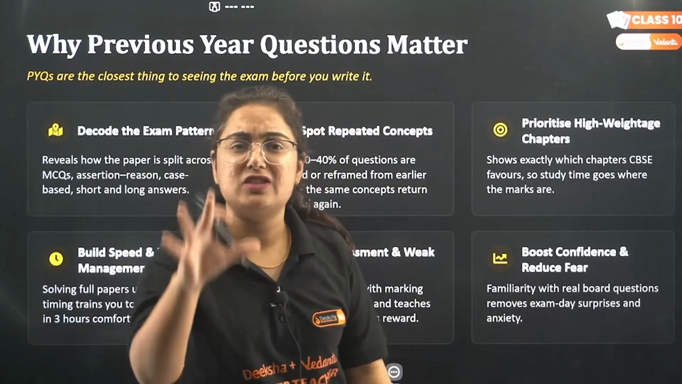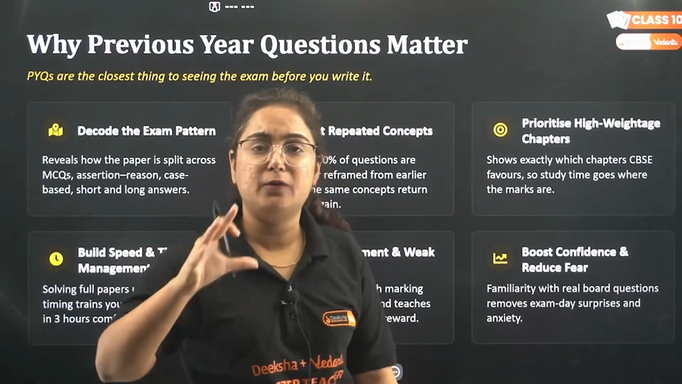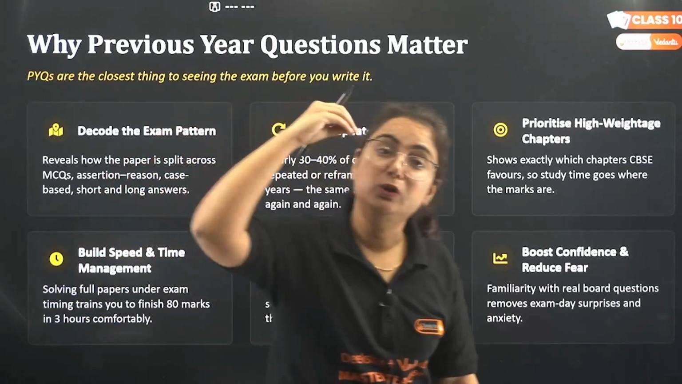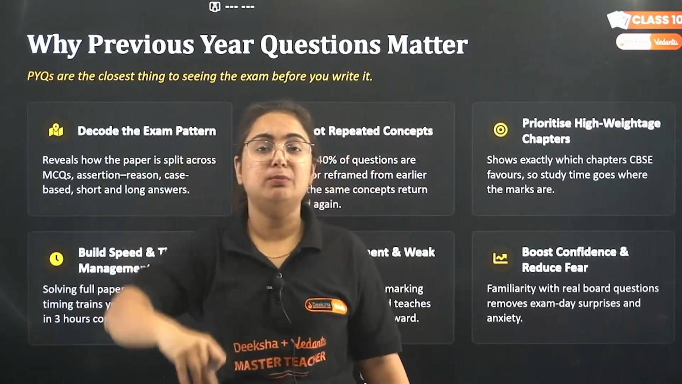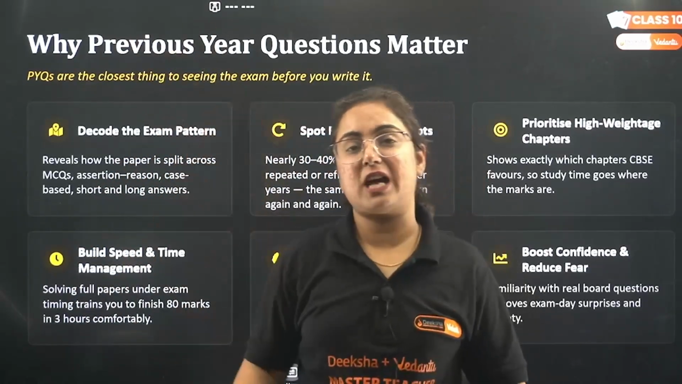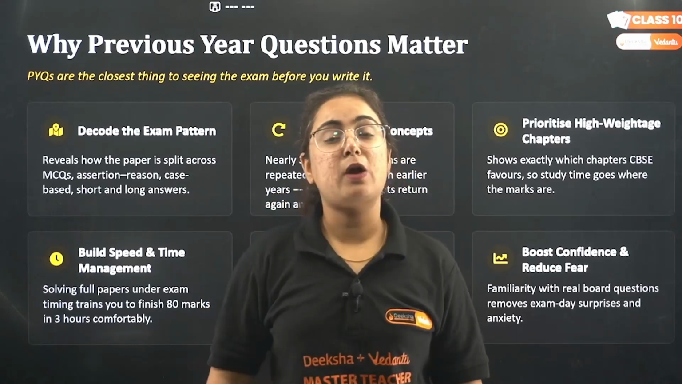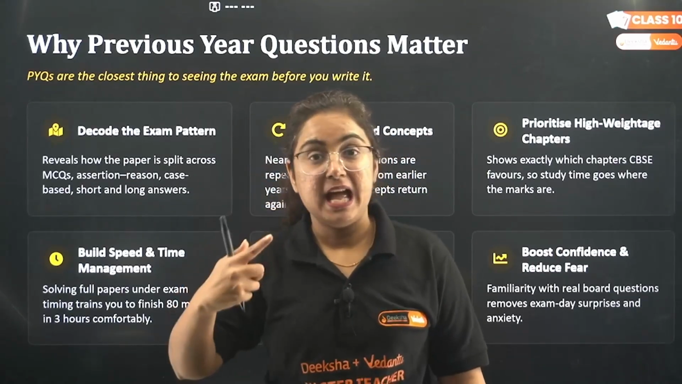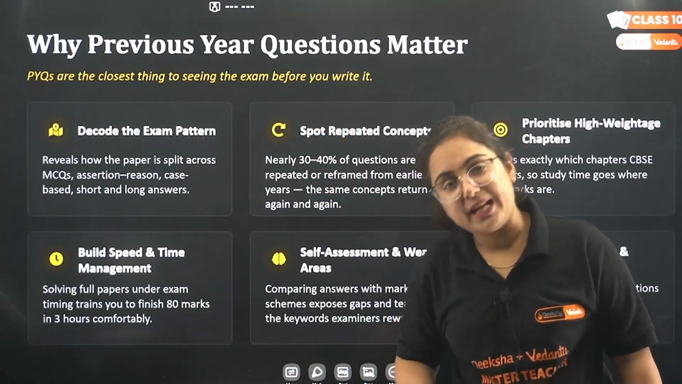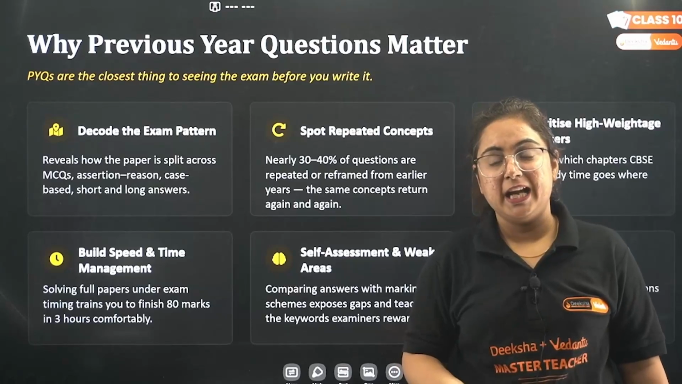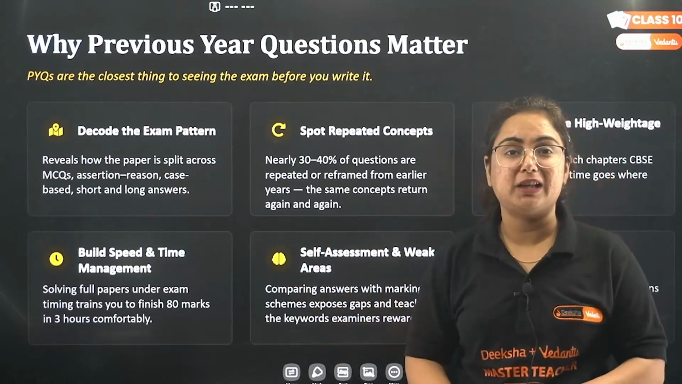You won't be wasting your time reading the chapter Making of a Global World completely when you know that most of the questions will come from Rise of Nationalism in Europe as well as from India. Getting my point? And how will you know that? Only by analyzing the PYQs. It also builds speed and time management.